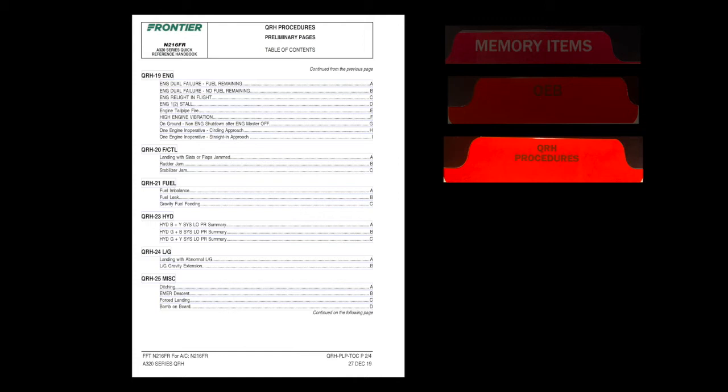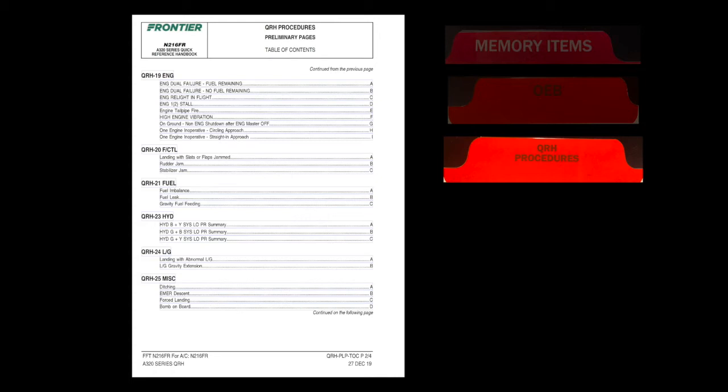It is best, after ECAM actions have been accomplished, to reference the table of contents to identify what procedures may apply. When referencing this section, you will notice the procedures are organized by system, meaning all procedures are grouped in subsections that can be system-related, for example, engine, flight control, fuel, hydraulic, landing gear, or non-system related, for example, miscellaneous. This provides an intuitive way to quickly reference any necessary procedures.